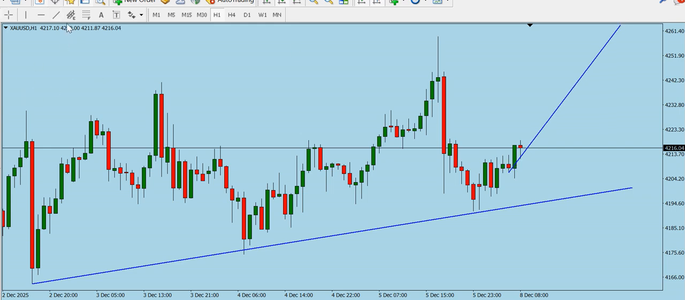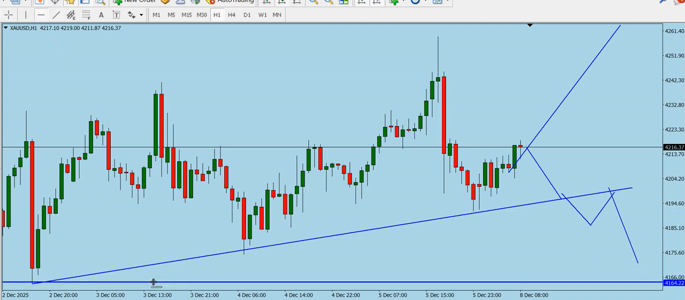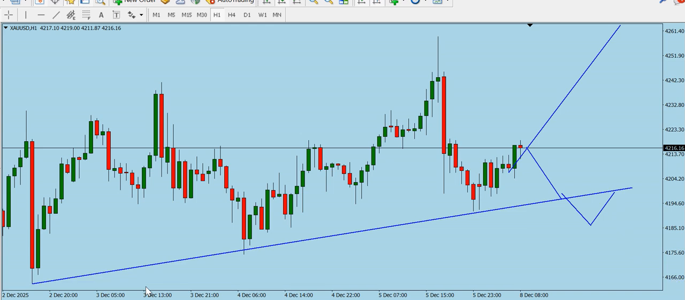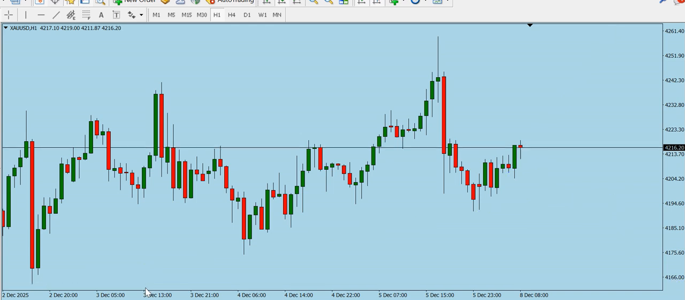But a failure of that, we might see price come to test this ascending trend line first. Now a break below that ascending trend line, we might see price drop to this area, retest the ascending trend line, and possibly drop further to test this level. I'm talking about the 4164 level, but that's unlikely. We have the overall trend being a bullish trend, so we expect price of gold to continue its direction upwards.